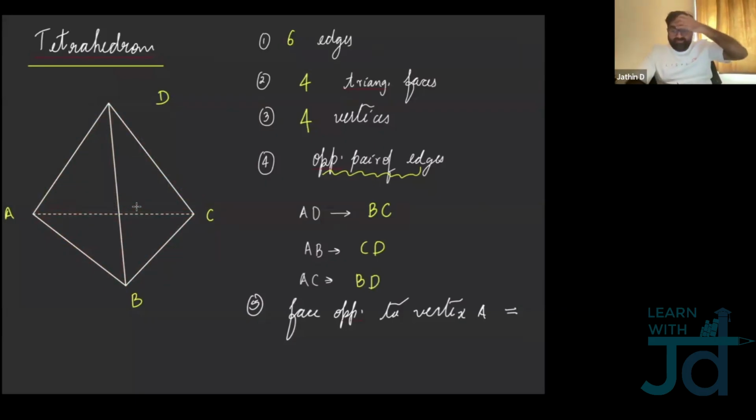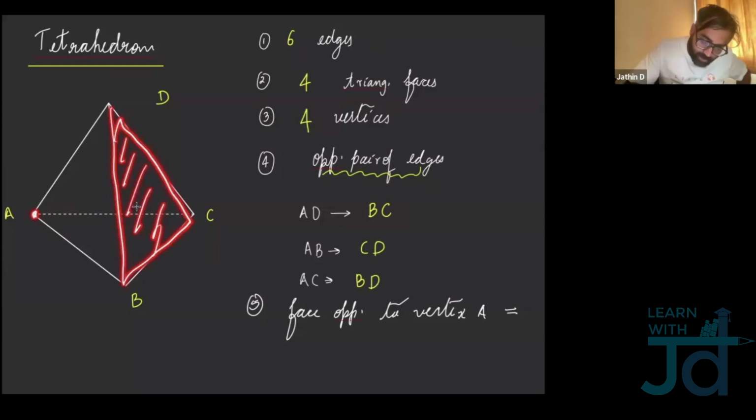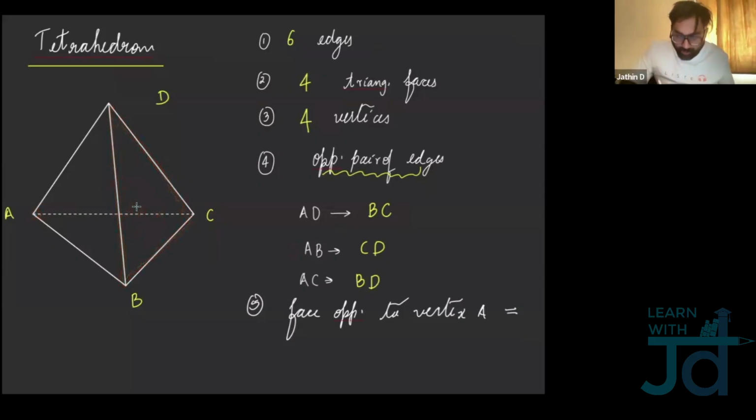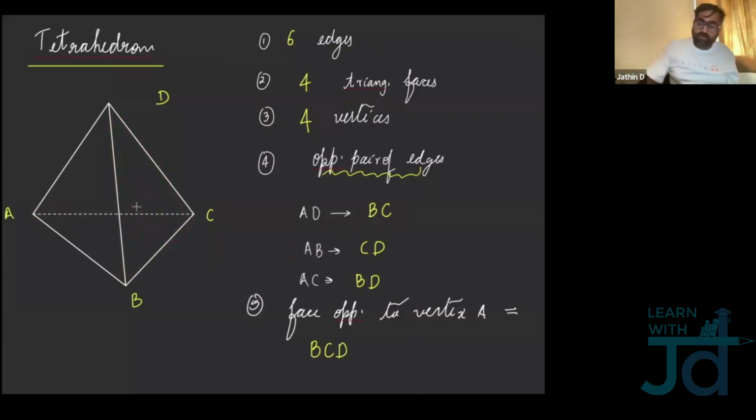Now, faces opposite to vertex A. Which is the face opposite to vertex A? This triangular face BCD is opposite to vertex A. Are you able to imagine this so far? Yes sir, okay.